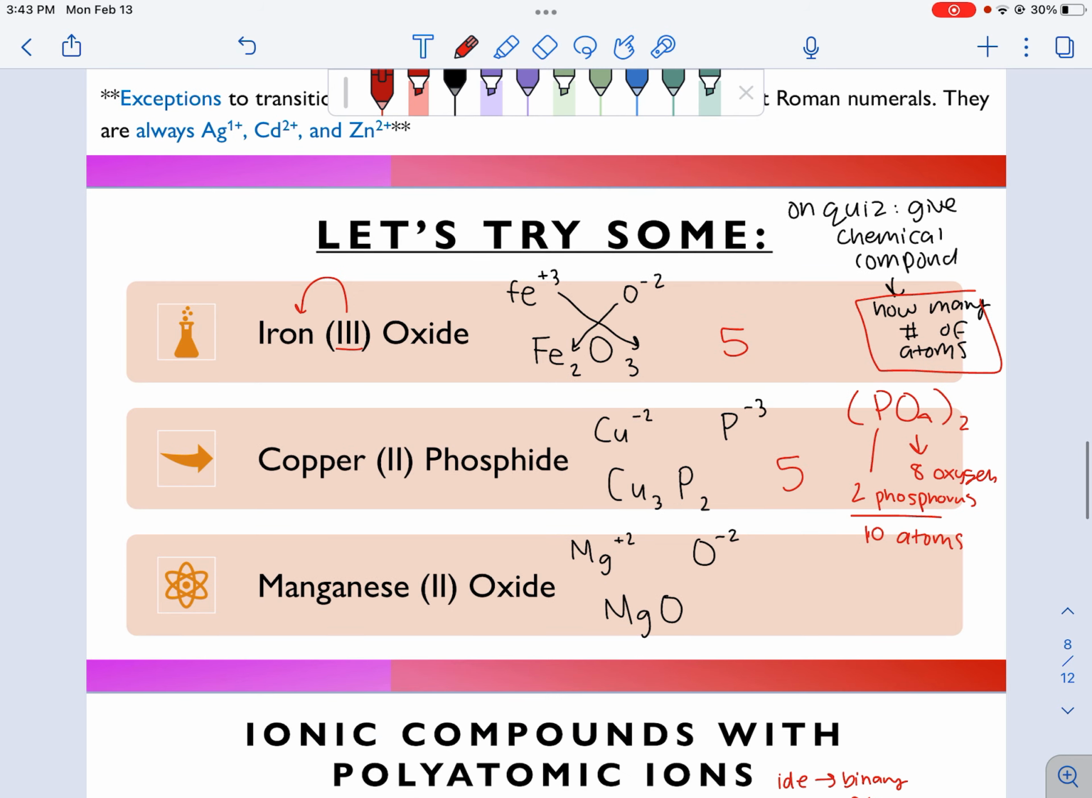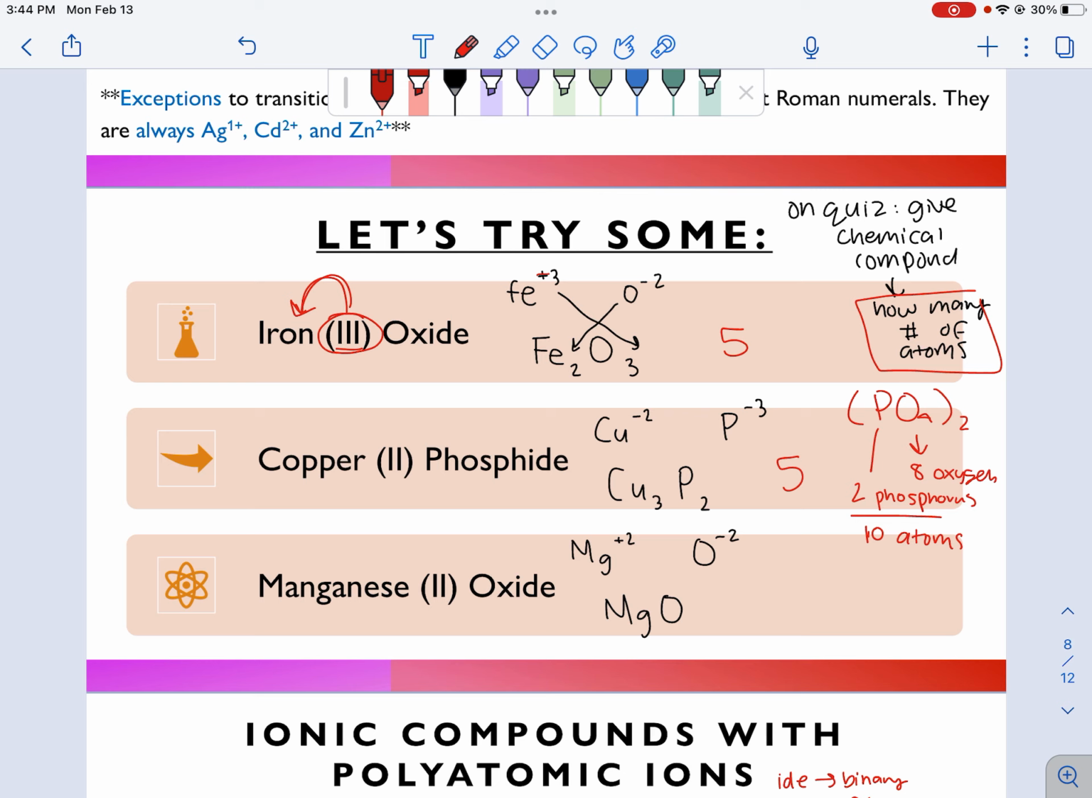So let's try some. Iron 3 always goes to the thing to the left. So you get +3 up here, and then oxygen we know is -2. So we cross them over. Iron, Fe, gets 2, and oxygen gets 3, right? So that would be our answer, because 2 and 3 are not divisible by each other.